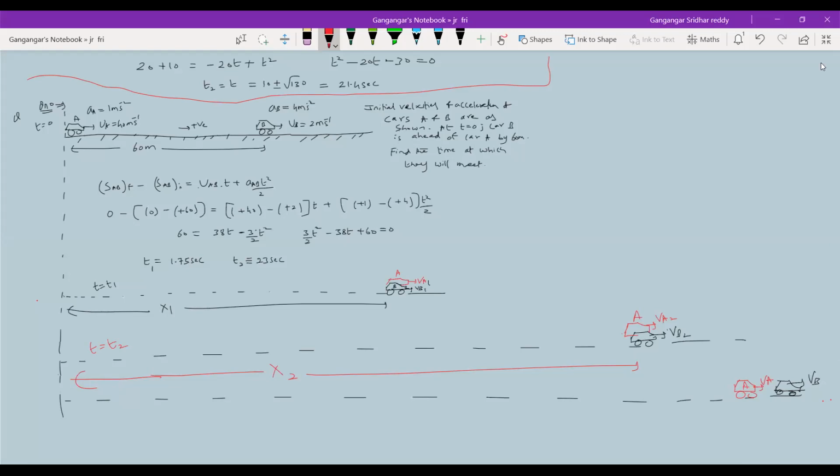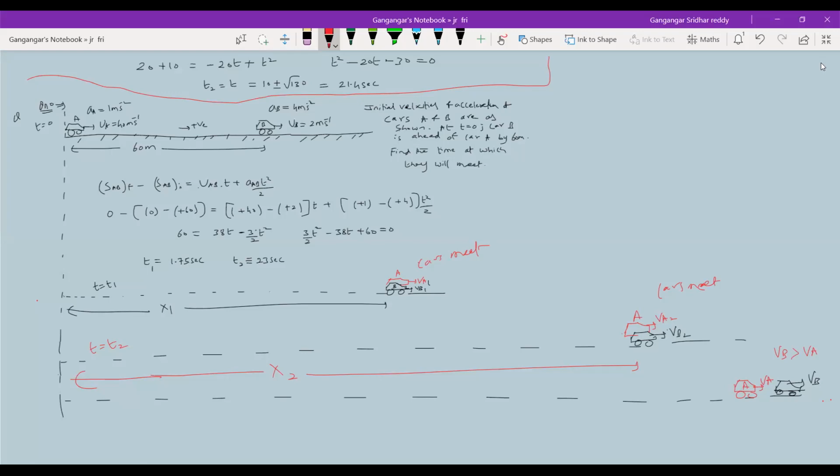Twice they'll meet, no? So they'll meet here, cars meet. Again, cars meet. Will they meet thrice? No. After that, the velocity of car B will be greater than car A, and look at the acceleration of car B, more than car A. So no question of meeting further. It's over.